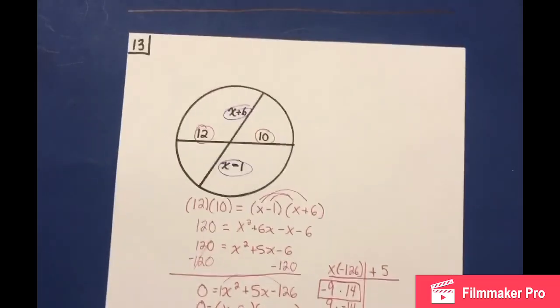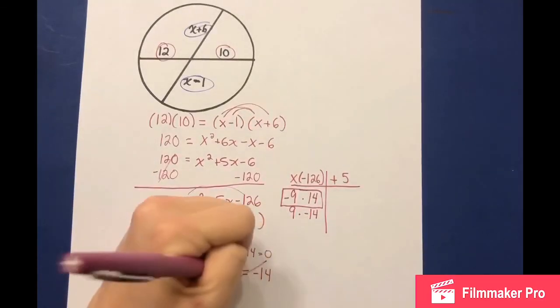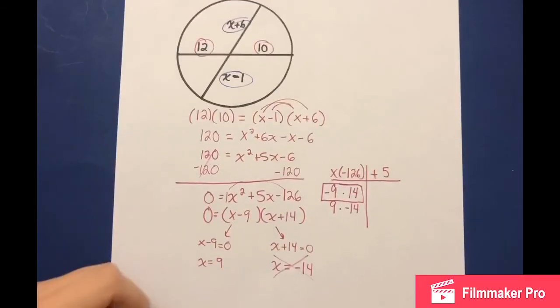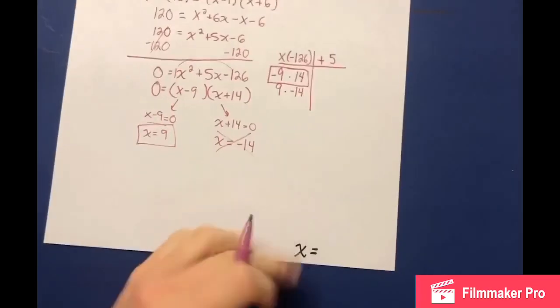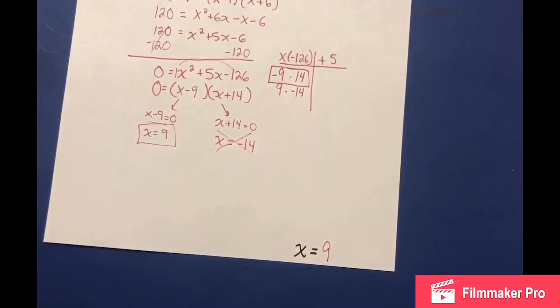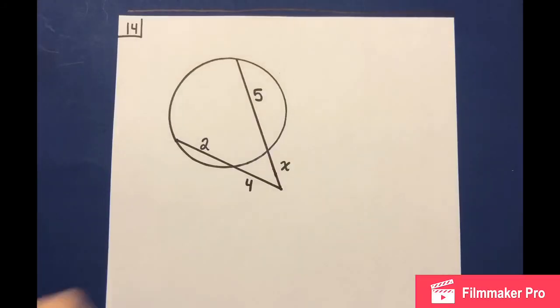Let me see if the negative would work in our problem. Nope, it wouldn't actually work, so that's not going to work. However, over here I have a 9. That does work when you plug it in the problem. So I get x equals 9. Okay, so this is what we got.